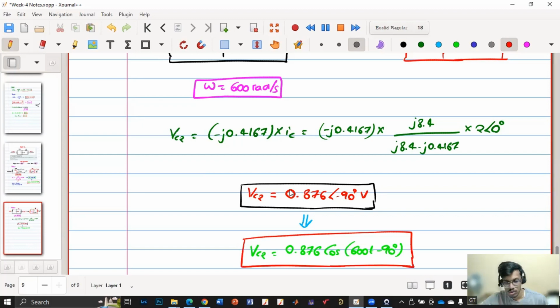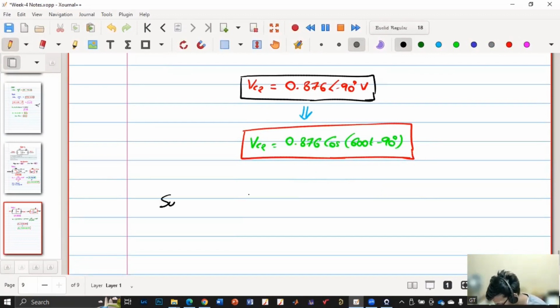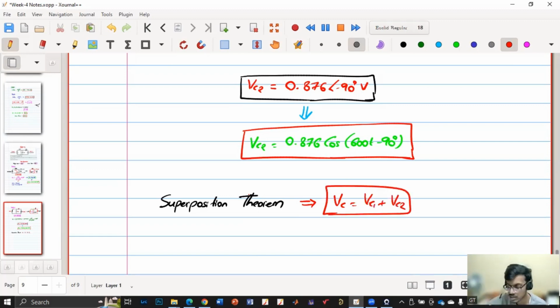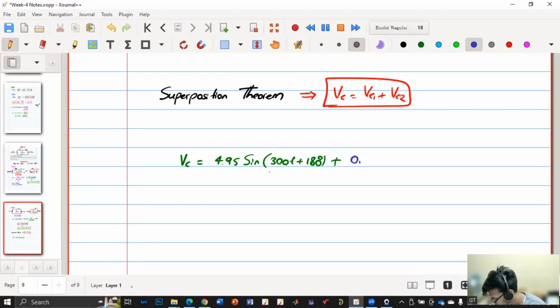Yes, sir. Now, by applying the superposition theorem, individually it is VC1 and VC2, so overall we get VC equals VC1 plus VC2. Let me write the overall expression, or you can tell me so that I'll write. So my VC is what? Earlier we got 4.95 sine(300t plus 180), and VC2 is 0.876 cos(600t minus 90).